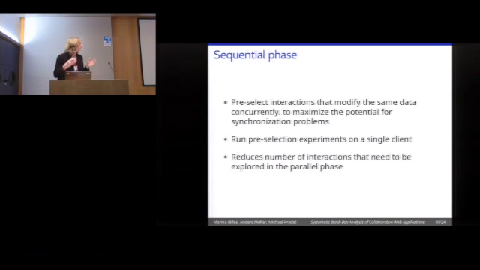In the sequential phase, we first pre-select interactions that modify the same data concurrently. And we want to maximize the potential for synchronization problems that we test in the second phase. So this is the idea of the sequential phase: to run pre-selection experiments on a single client, and then after you've pre-selected some interesting interactions, test those on two clients. And this reduces the number of interactions that need to be tested in parallel.